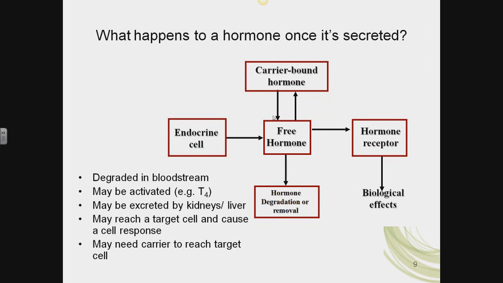Some hormones don't make it to their receptors, and they're degraded either by enzymes in the blood or even within the cell. And some hormones actually need to be activated. They need to be converted into an active form. Some hormones might not make it to the receptor because they're removed from the body, say from the kidney, or they might be degraded by enzymes that are found in the liver. Either way, some hormones don't make it to their receptors.